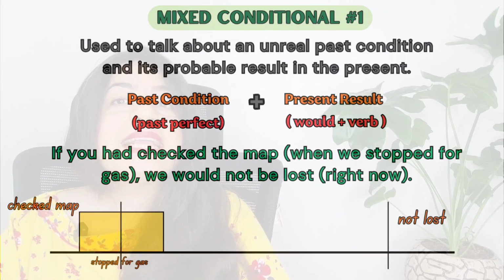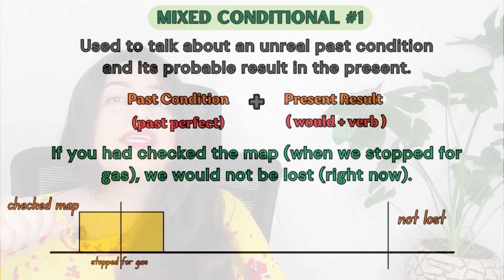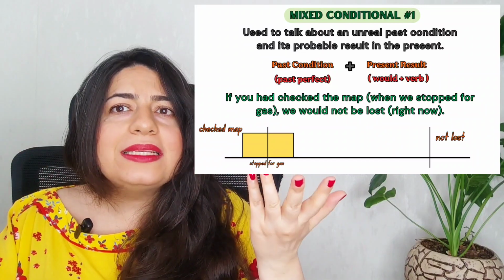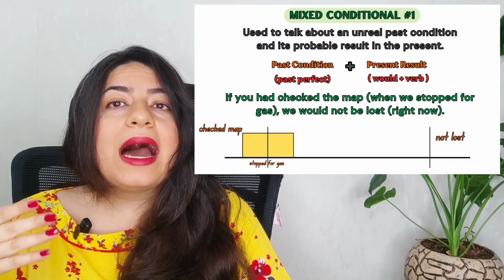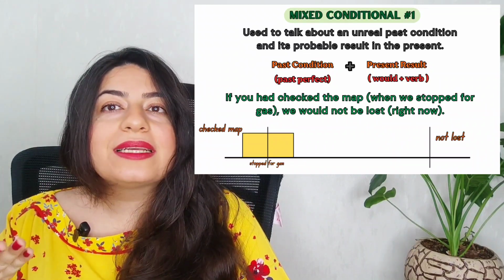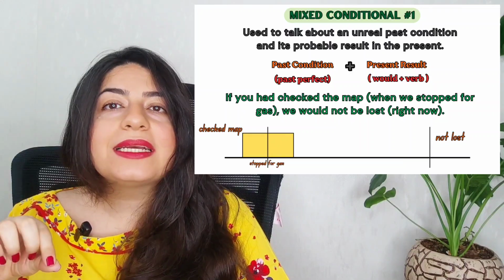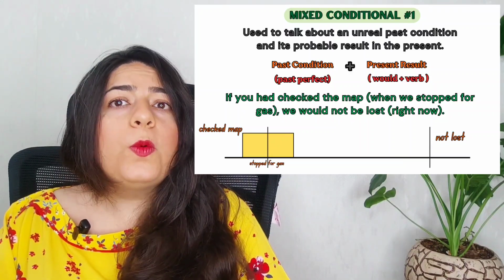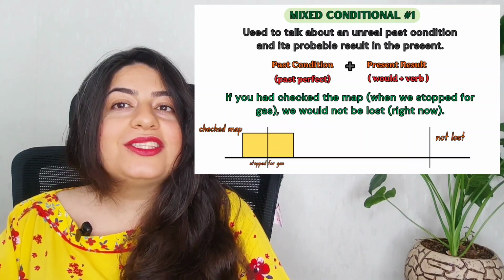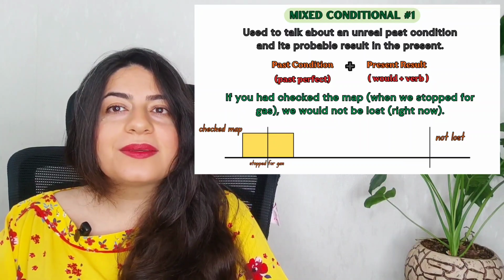So I'm adding right now to emphasize that this is the present, and I provided you a little timeline down below again to try to help you get a better understanding not only of what's going on, but when it's going on. So our unreal past condition would be that, well, you checked the map, and then the present result would be like, well, we wouldn't be lost. And I can capture that with that sentence. If you had checked the map, we would not be lost.